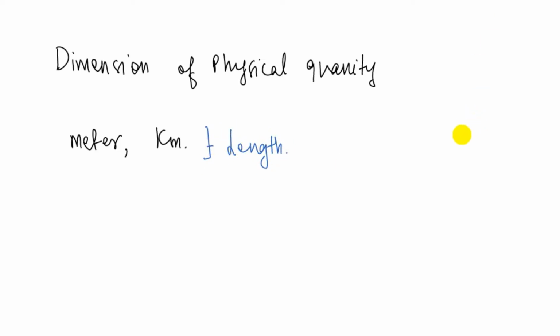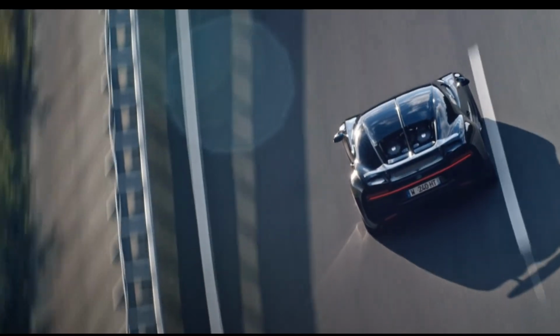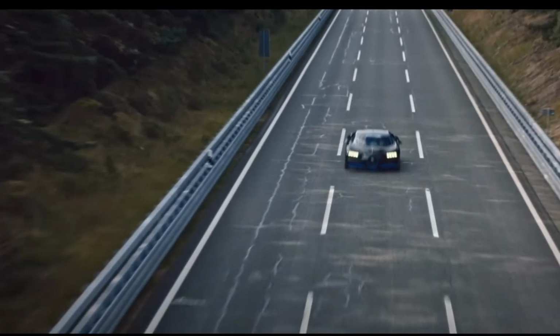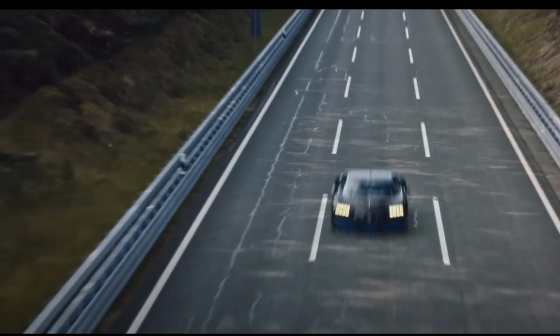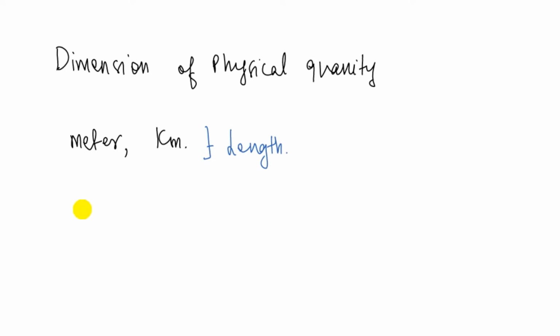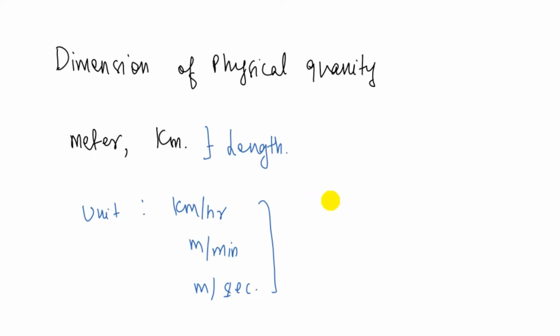Now we can take another example. Suppose this car is running at speed 150 kilometers per hour. Here the unit we have taken is kilometers per hour. You can also convert it into meters per second or meters per minute. So the unit of velocity is kilometers per hour, or you can take it in meters per minute or meters per second. You can take any unit. But the dimension of the speed or the velocity is length over time.